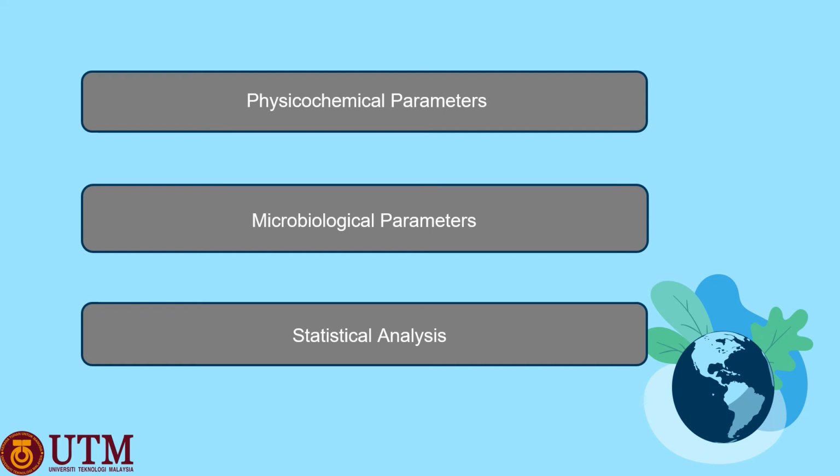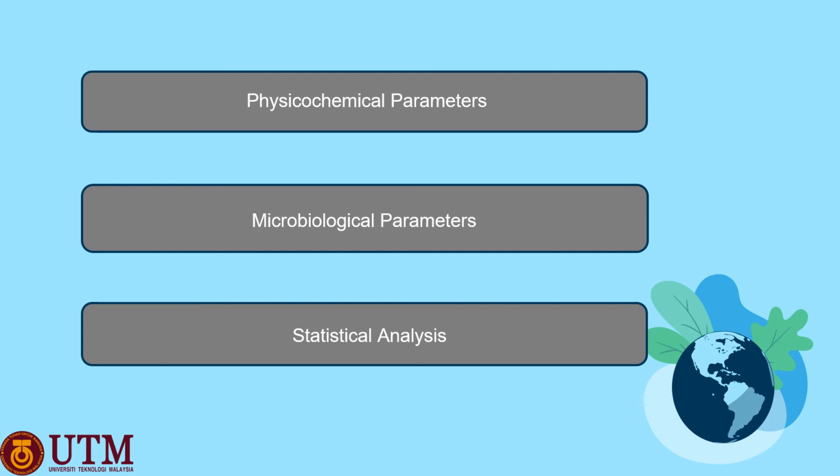Vibrio cholerae was enumerated after serial dilution in phosphate buffer and plating onto TCBS agar at 37 degrees Celsius for 24 hours. Salmonella and Shigella also were enumerated after serial dilution in phosphate buffer and plating onto SS agar at 37 degrees Celsius for 24 hours.